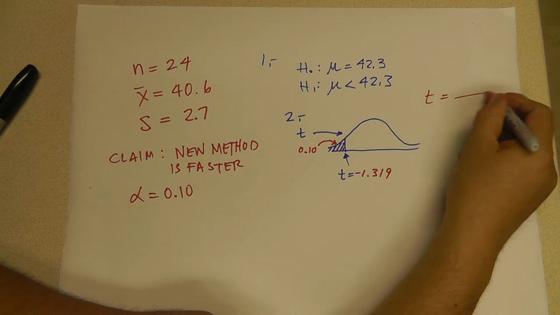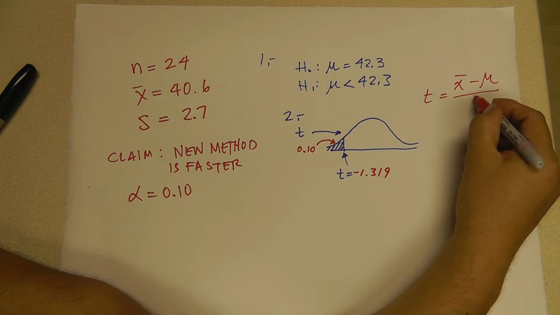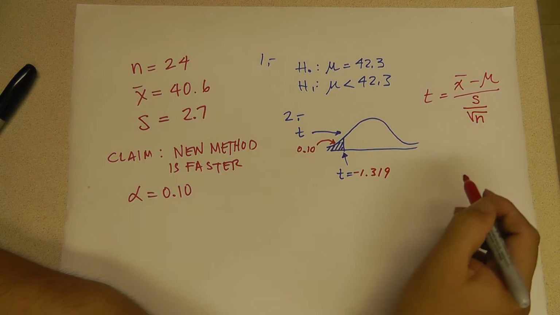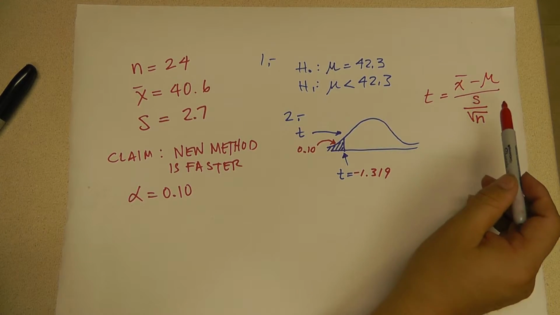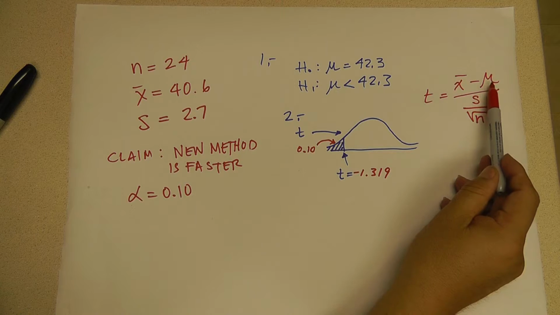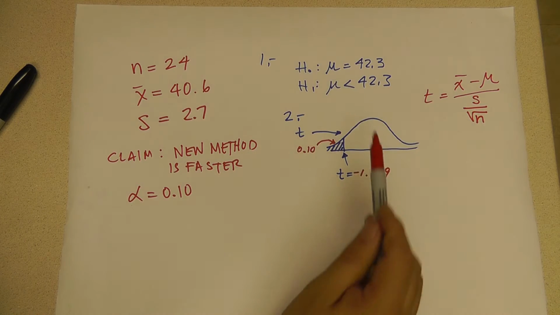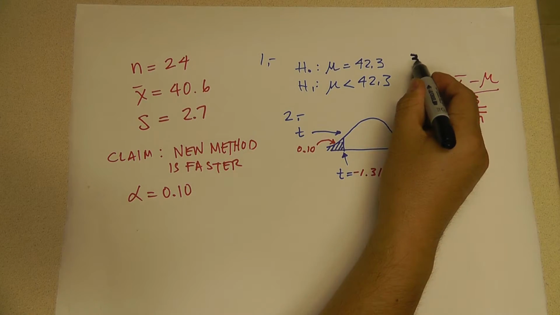The t formula looks like x bar minus mu, and instead of sigma, we're using s, and you divide that by the square root of the sample size. And we basically have all that we need. We have x bar, which is 40.6. We have mu. We are assuming mu is 42.3. S happens to be 2.7, and then n, of course, is the sample size of 24. And you can consider that to be step number 3.